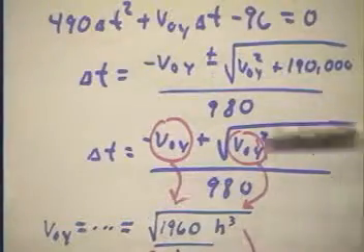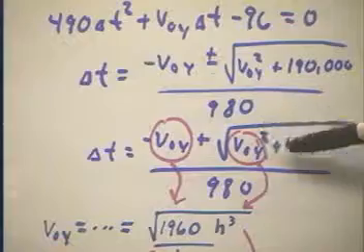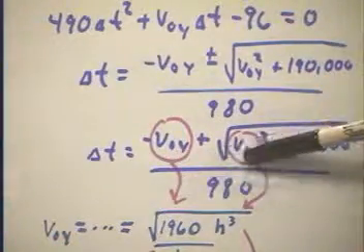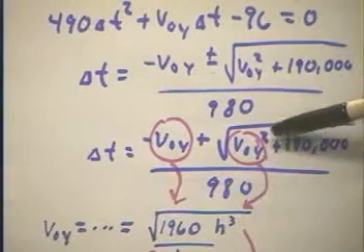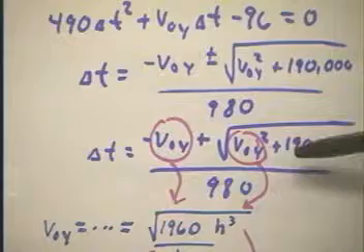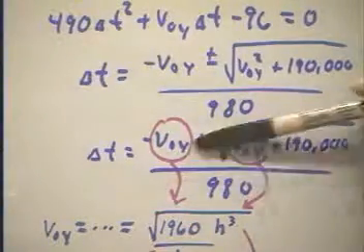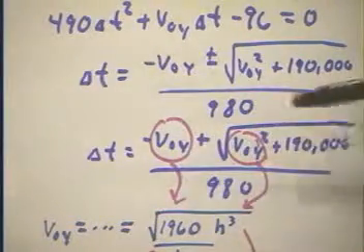And we can see that we do, because if this was just the square root of v0y squared without the 190,000, we'd have negative v0y plus v0y, wouldn't we? Because the square root of v0y squared is v0y. And that would give us 0. But we've got a plus 190,000 here, which makes this a little bigger, so that this does come out greater than this one. So this is positive.